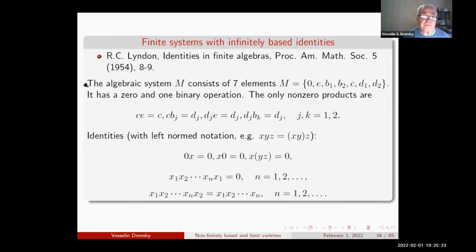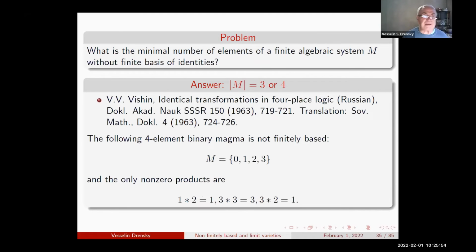Okay, Lyndon showed that if you have an algebraic system with 7 elements, with 0 and 1 and one binary operation, and you have a table where almost all the products are 0 except one, then you have identities which cannot follow from each other, so that this system does not have a finite number of identities. Then, of course, you can go further and ask what is the minimal number of elements of a finite algebraic system without a finite basis of identities.